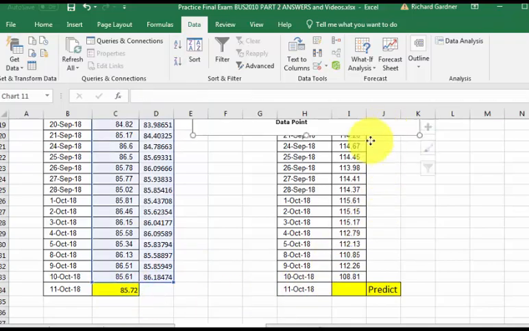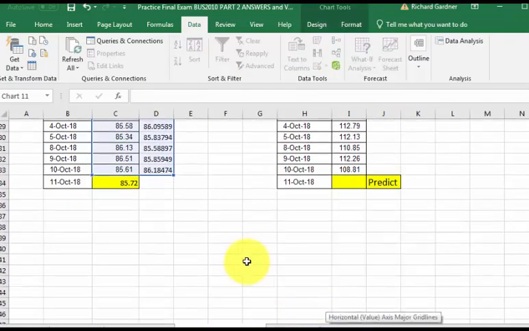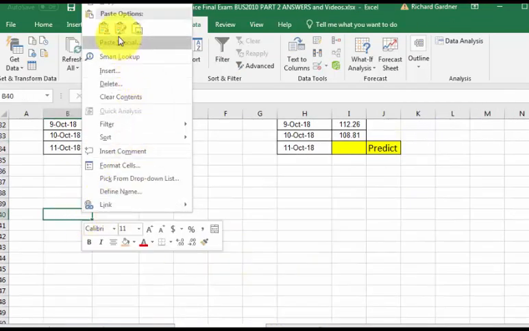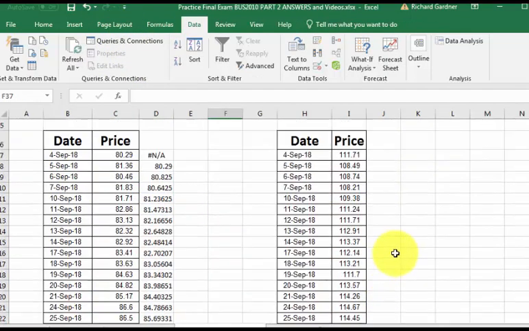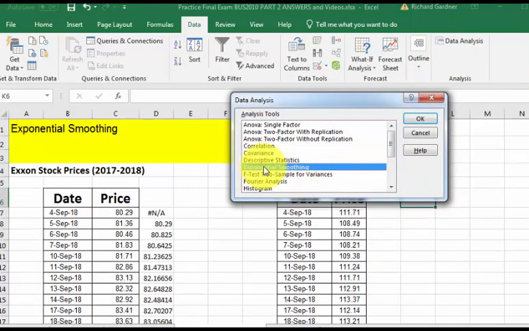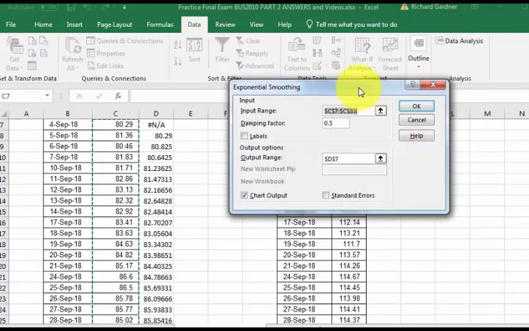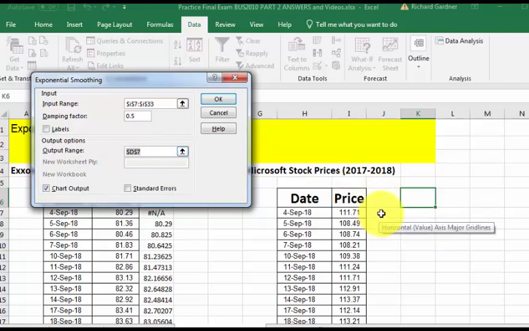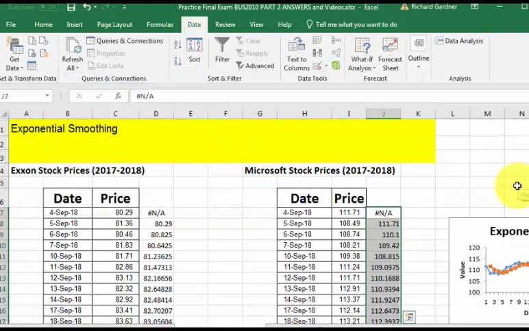Let's do that one here as well. So we're going to pick a cell, any cell, go to Data Analysis, exponential smoothing, and this is going to be the I column. So if I replace that C with the I, that gives the computer the right column. Same thing, but now I want this one to be right next to the other one. Chart output is clicked, yes it is. Click OK.